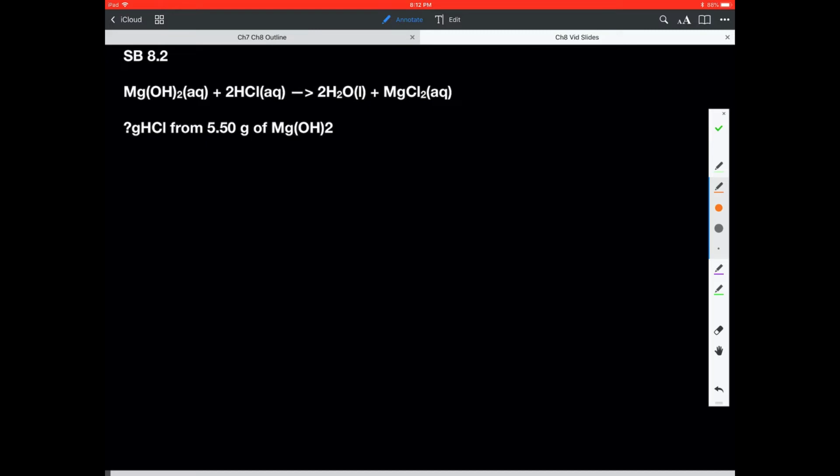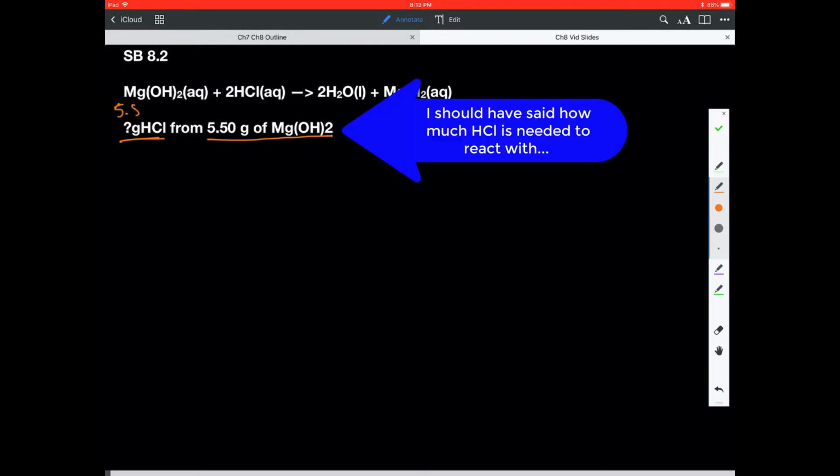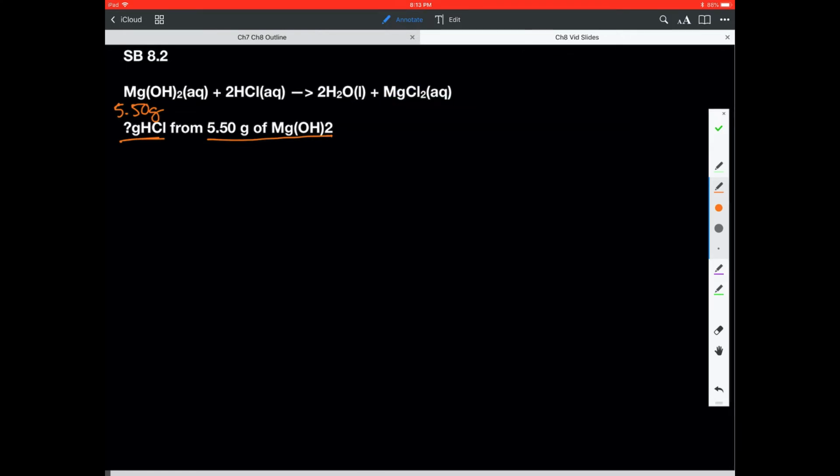First of all, it gives you a balanced chemical reaction. That's just a crutch for now. Obviously, you'll write your own very soon. But we need to figure out the number of grams that can be produced from 5.5 grams of Mg(OH)2, right? So, one of the things to bear in mind is that we know we have 5.5 grams of this. The assumption here is that we have ample HCl, yes?